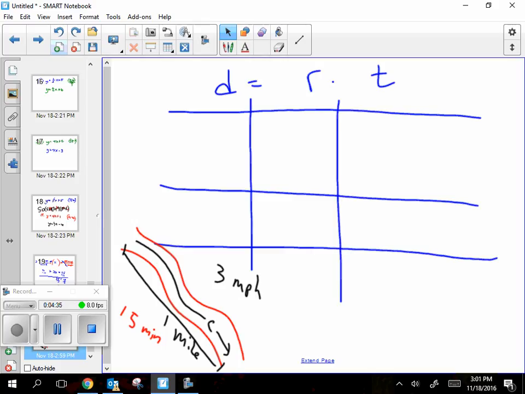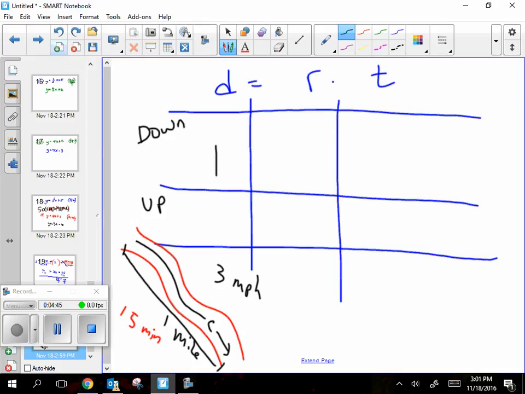The distance down the river is known, and therefore this is my down the river trip, and this equation is going to be for my upriver trip. All right, down the river, it's 1 mile distance. My rate is 3 miles per hour, and my time is 15 minutes. What did I forget? Well, for one thing, that 15 minutes needs to be changed into hours because all my rates are in miles per hour.